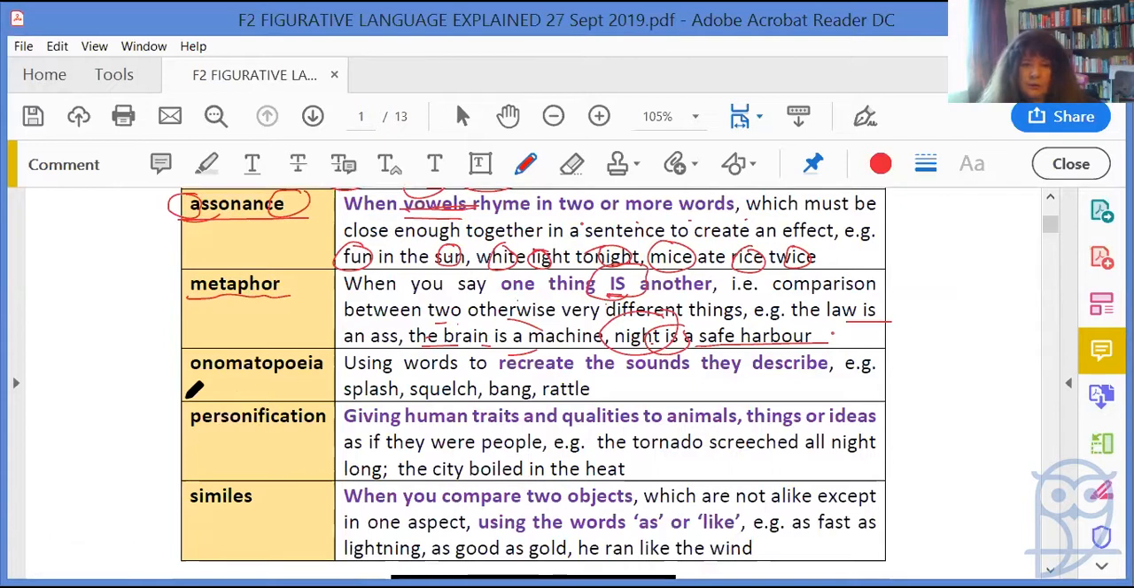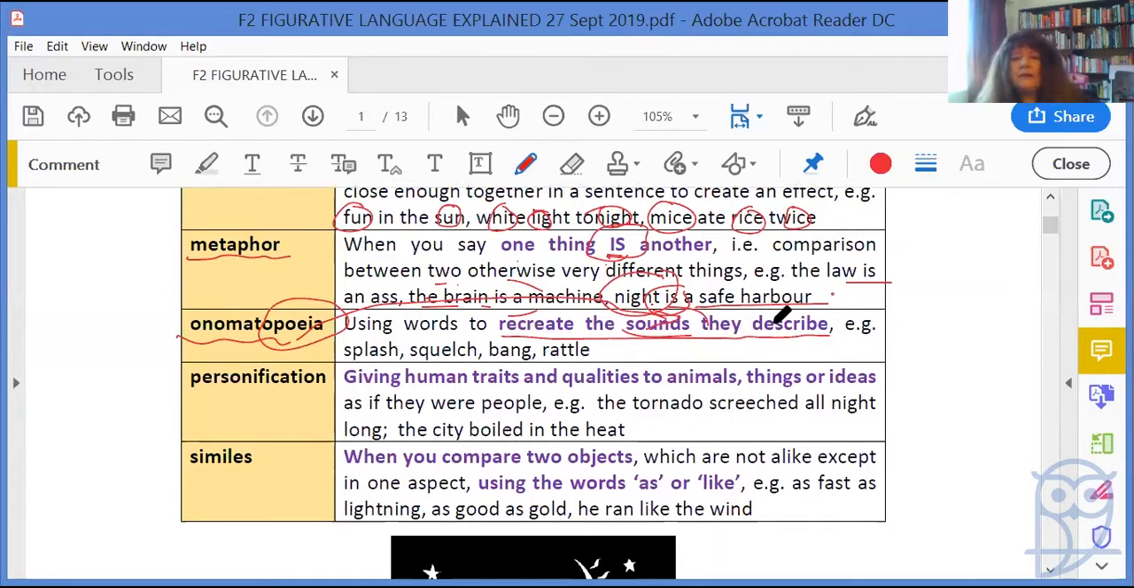Then we've got a very long word, onomatopoeia. Okay? This is when you use words to recreate the sound they describe. Splash, squelch, bang, rattle, crash, splat. That is just onomatopoeia. So if you have to give an example of onomatopoeia, that's all you have to do. Give a little word like that. Pop, clonk, clunk. I mean, you're making up some of them, but it's just the sound that you're talking about. So onomatopoeia is the sound word. We'll look at lots of examples a bit later on.